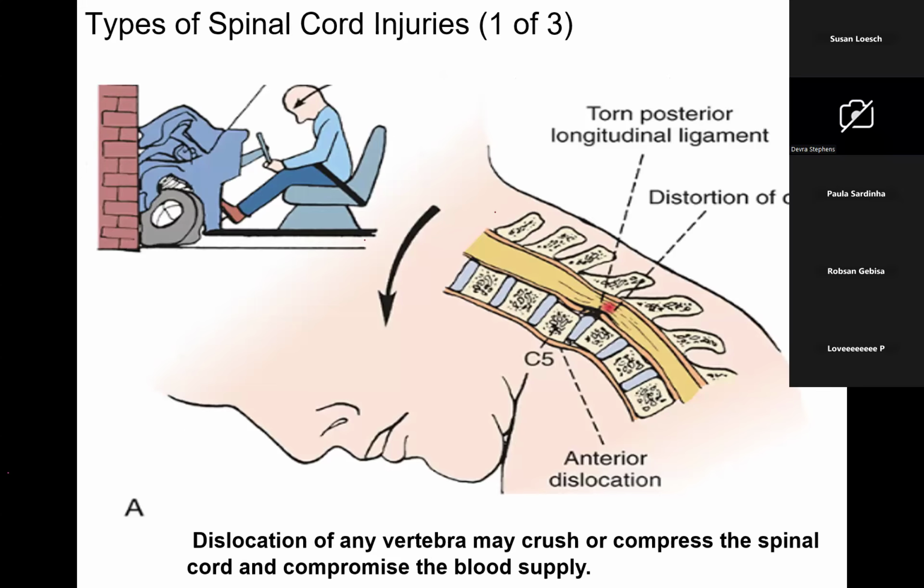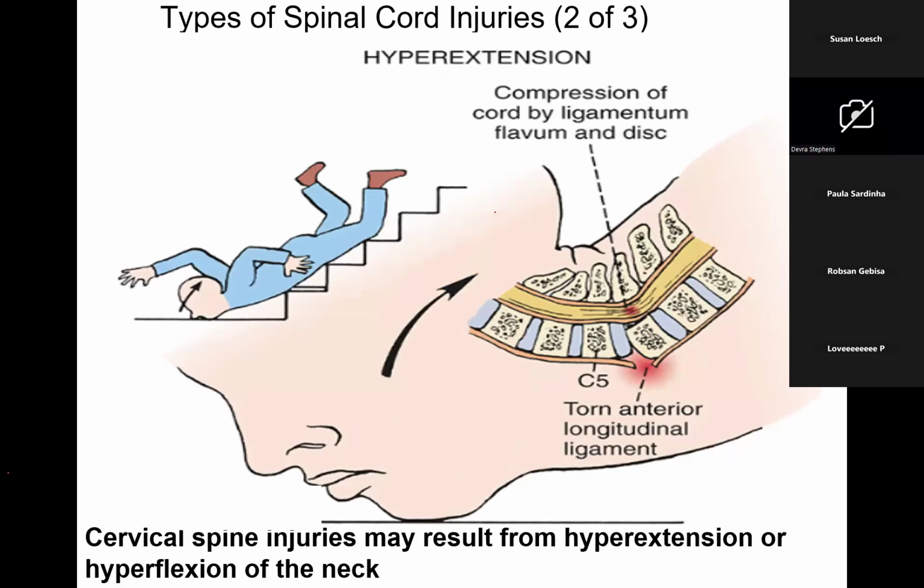All right, so dislocation of any vertebrae can cause a crushing or compression issue and compromise the blood supply. Hyperextension injuries can be caused by compression of the spinal cord, or from hyperextension or hyperflexion of the neck for some reason. So you see the guy falling down the steps and it pushes the neck, the head backwards, and it causes the compression there of the cervical spine. If you see where that head compresses backwards there, you can see that that injury is going to be caused there at the back of the neck.